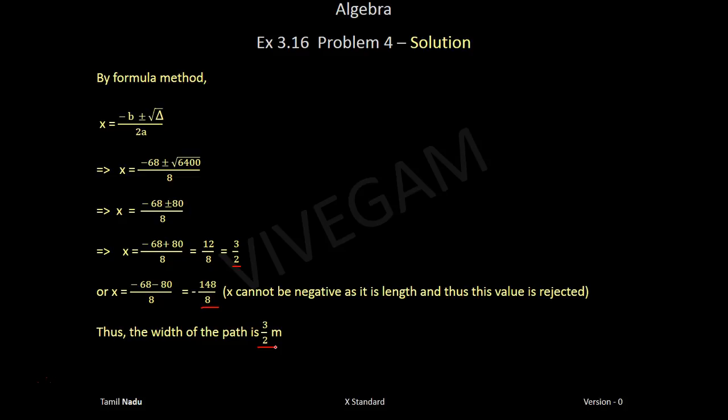Okay, now substitute this 3 by 2 meters as the width of the path, find the outer rectangle dimensions and do the verification on your own.